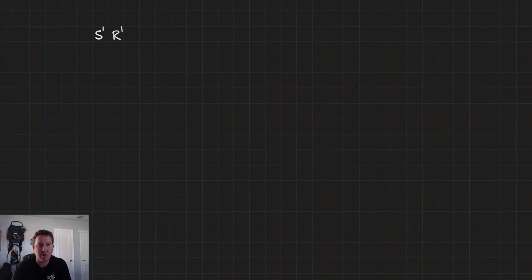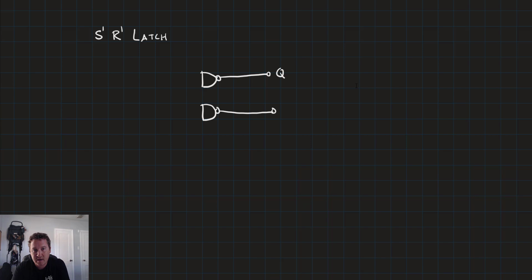Now let's take a look at the not S, not R latch. The not S, not R latch is structured nearly identically to the SR latch. The only difference is it uses NAND gates instead of NOR gates. So it has a NAND gate that goes out to Q and a NAND gate that goes to Q naught. And those outputs also wrap back around, just like they did in the SR latch.